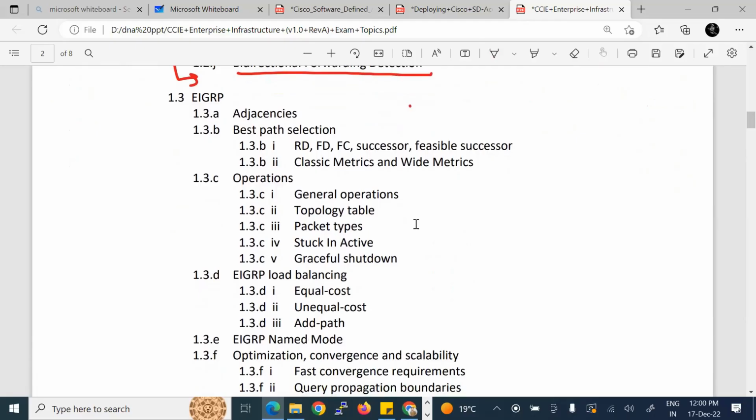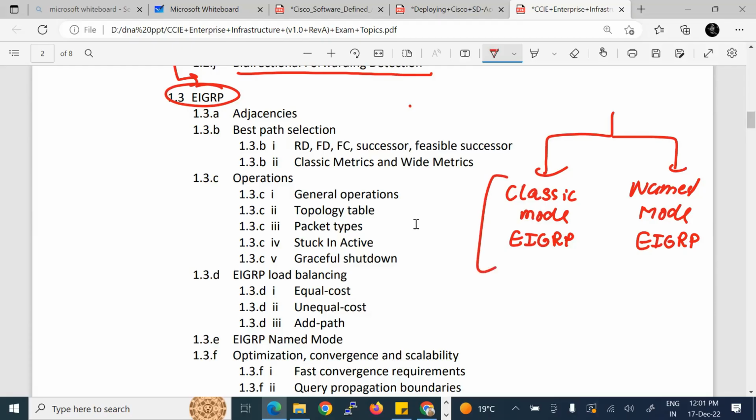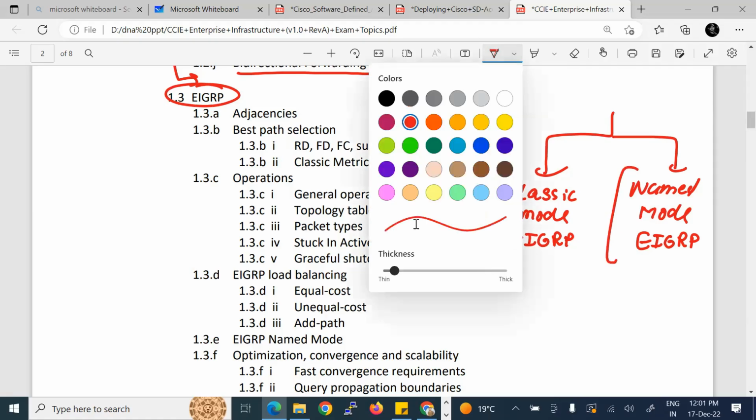The first protocol is EIGRP. EIGRP again has 2 types: classic mode EIGRP and named mode EIGRP. In the CCIE lab, you'll have to configure classic mode EIGRP as well as named mode EIGRP.